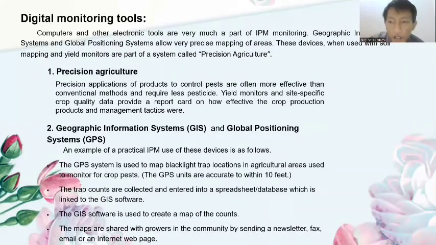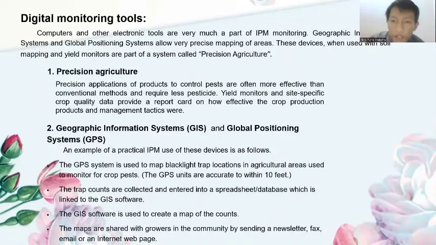Yield monitors and site-specific crop quality data provide a report card on how effective the crop production products and management tactics were. For example, a predicted disease level can then be used as the basis for a variable rate fungicide application and provide decision support for various production practices, such as rootstock selection, fertilization, and irrigation.